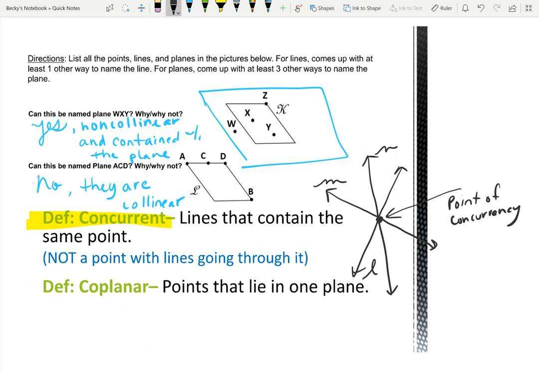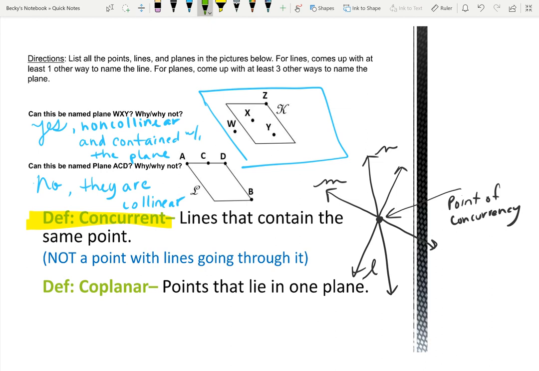There you go. A lot of people like to get this definition confused and say it's a point with lines that go through it. And that's not technically the same. That's the point of concurrency. Okay? To clear that up.